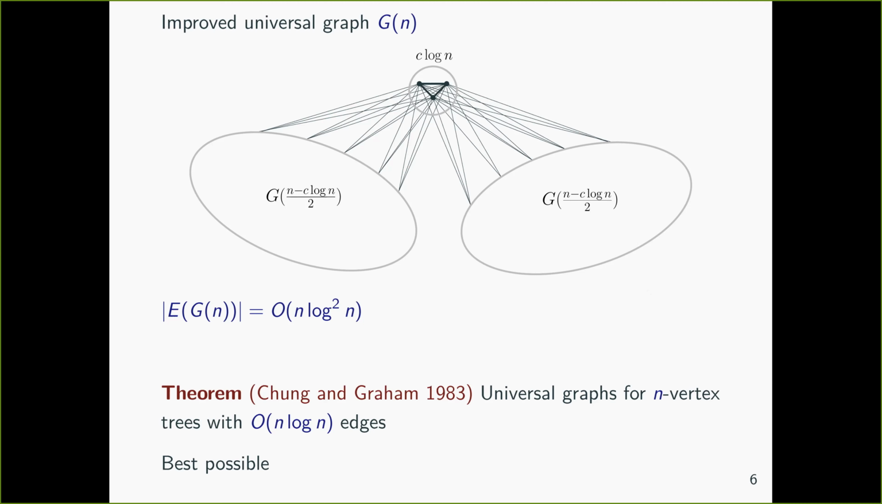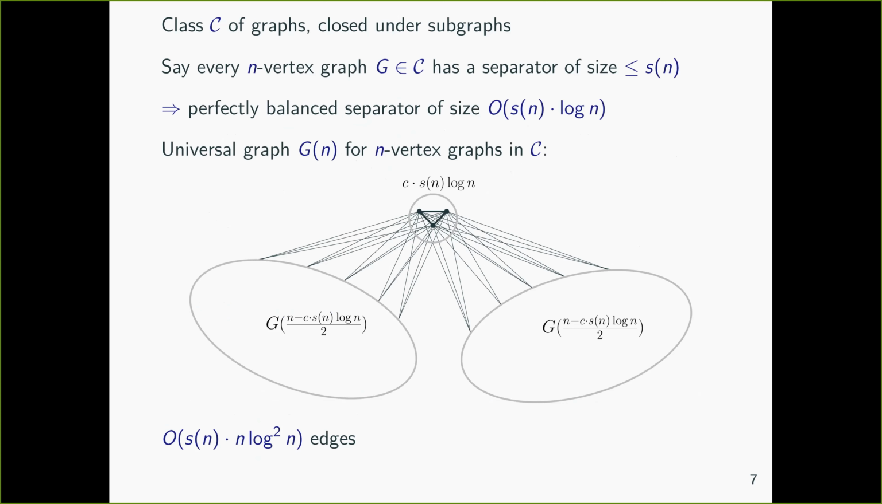Okay, so hopefully this gives you at least some idea of the tricks you can use to build universal graphs, and you probably noticed there is nothing really special about trees here. What we really use is the existence of separators. So if you have a class of graphs, say closed under subgraphs, that have small separators, say of size at most s, where s could be a function of n, then you can do exactly the same strategy and you will get some universal graph for the n-vertex graphs in your class.